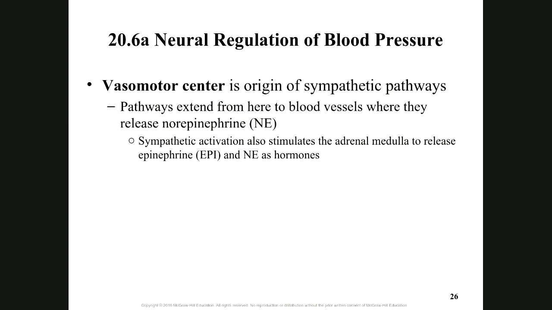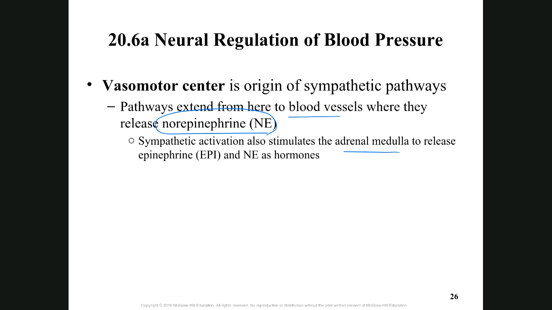And the other center is called Vasomotor Center. The Vasomotor Center is the origin of sympathetic pathway, and this pathway extends from the medulla oblongata to our blood vessels, and at that part they can release norepinephrine. And this norepinephrine, with the help of epinephrine and norepinephrine from the adrenal medulla, can work on the diameter of our blood vessel.